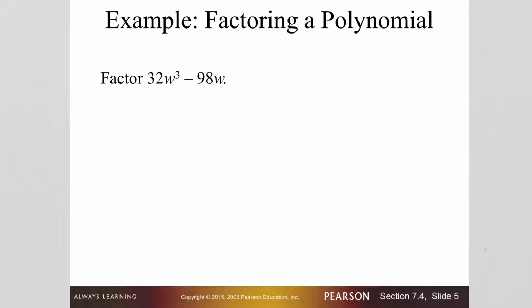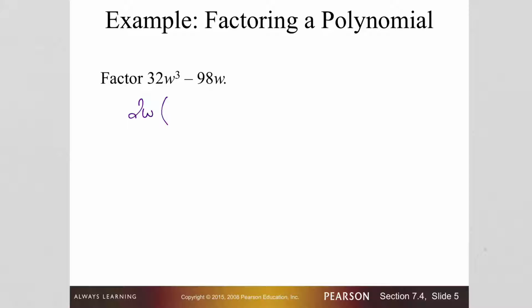All right, so let's start here. So we have 32w cubed minus 98w. Now, what you really want to do here is ask yourself, is there anything that I could factor out of this? So, my thought goes to 16. Nope, 16 doesn't go into 98 evenly. 8 doesn't work either. So really it looks like the only thing that we can do is factor out a 2 and a w.